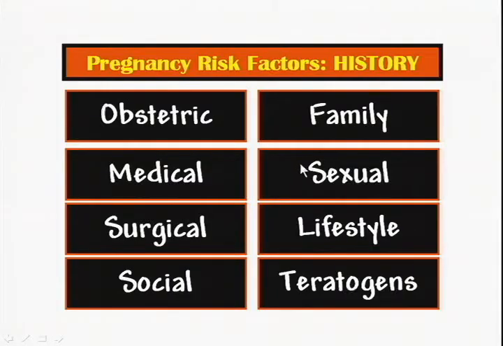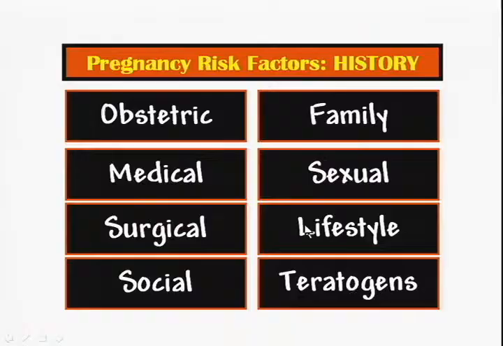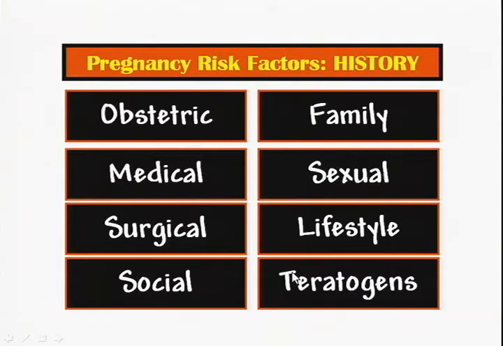Sexual history is going to be important in terms of HIV screening, gonorrhea, chlamydia, syphilis, number of lifetime sexual partners, current sexual partners. Lifestyle is going to be important in terms of alcohol, tobacco, street drugs, and teratogens, the medications and x-rays which could have caused potential problems. And these are going to be important in triaging the patient.